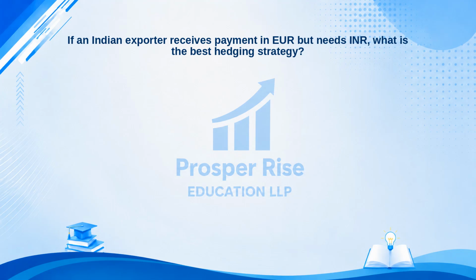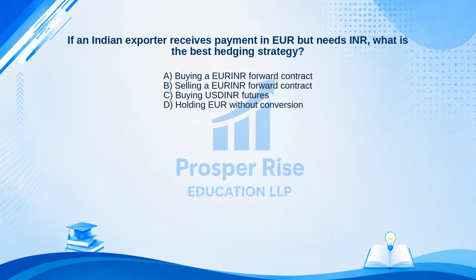If an Indian exporter receives payment in EUR but needs INR, what is the best hedging strategy? Here are your options. A. Buying a Euro INR forward contract. B. Selling a Euro INR forward contract. C. Buying USD INR futures. Or D. Holding Euro without conversion.